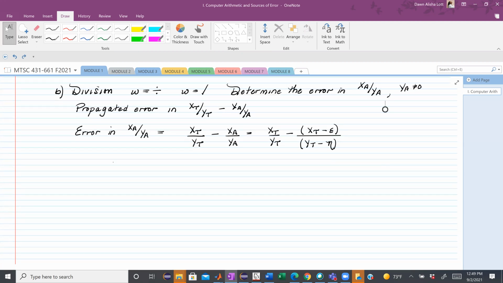All righty. So this equals, so that's Carolyn's candy. So we're going to cross multiply, find a common denominator. So we get X true, Y true minus eta, X true minus X true, Y true plus epsilon, Y true. That whole thing divided by Y true times Y true minus eta.